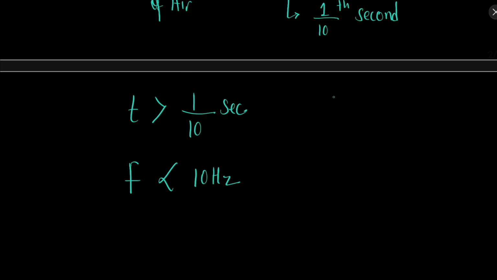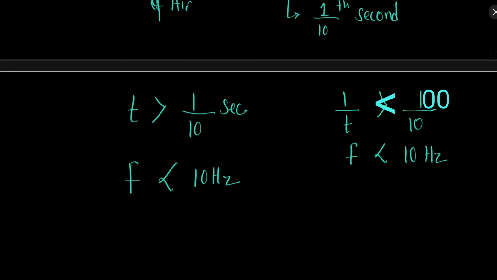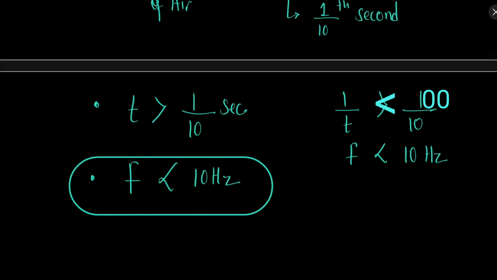How? Because what is frequency? Frequency is the inverse of time period. So f must be less than 10 hertz. So in order to properly hear the beats, the frequency difference between the two waves must be less than 10 hertz. Otherwise, we will not be able to hear the beats properly.